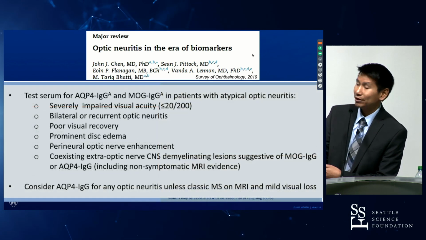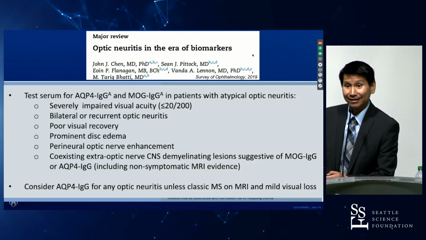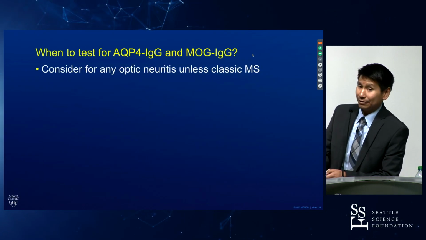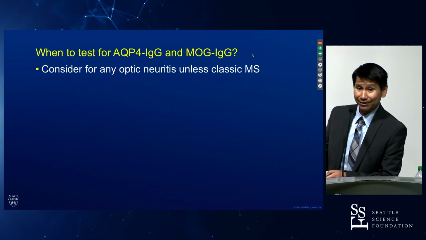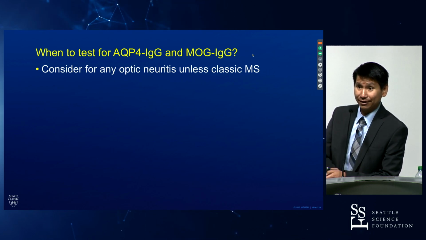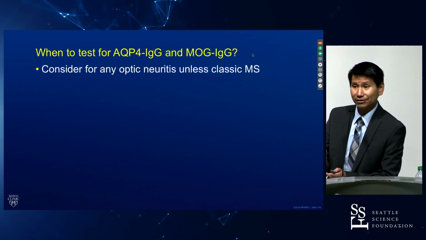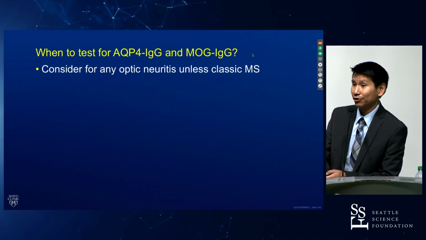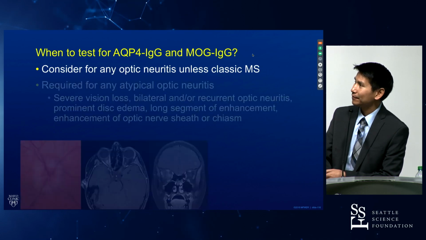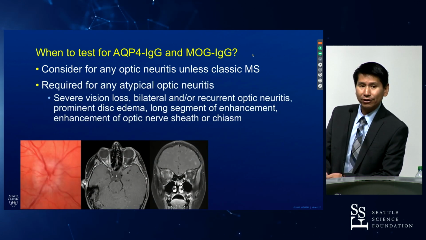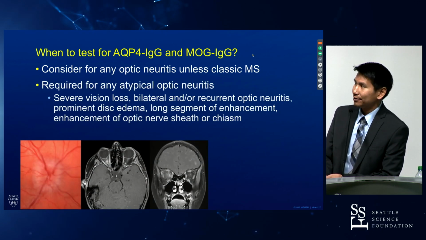Next, when do we test for these antibodies? I think that's important. We touched a little bit on this already. I think you can consider testing for any patient unless it's classic MS, especially for aquaporin 4, because that completely changes management, both acute and long-term therapy. And I think we could argue it probably is required now for any atypical optic neuritis.